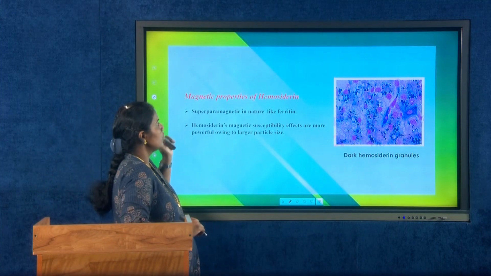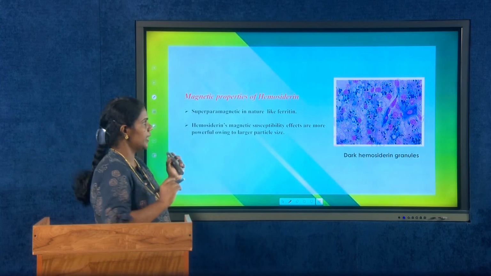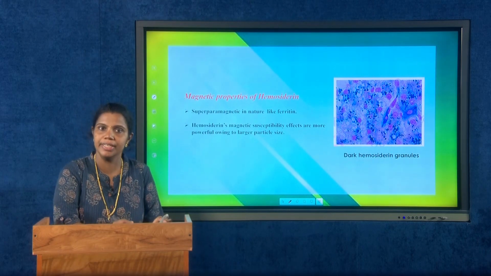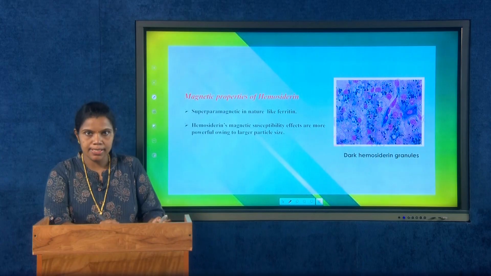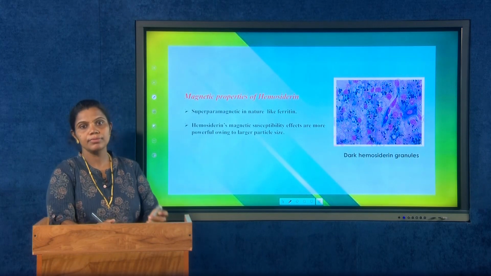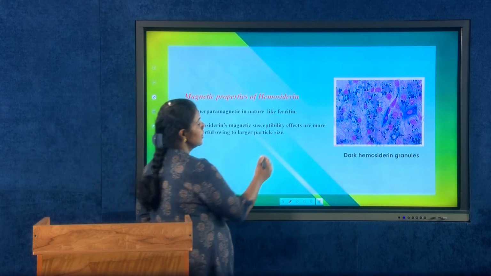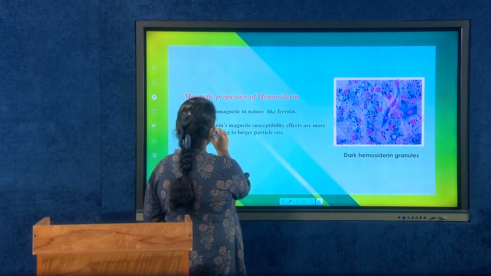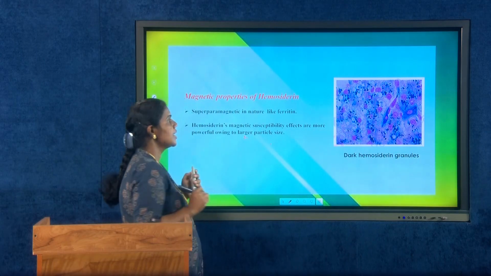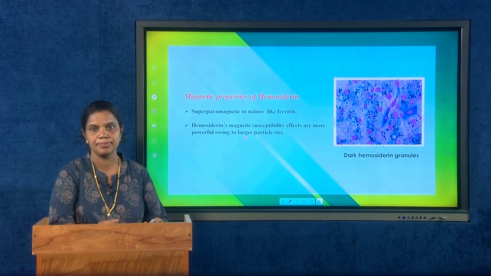Now, we will look into the magnetic properties of hemosiderin. It is also superparamagnetic like ferritin. The magnetic susceptibility effects are more powerful owing to the large particle size. We say that the magnetic susceptibility effects are more pronounced in the case of hemosiderin.